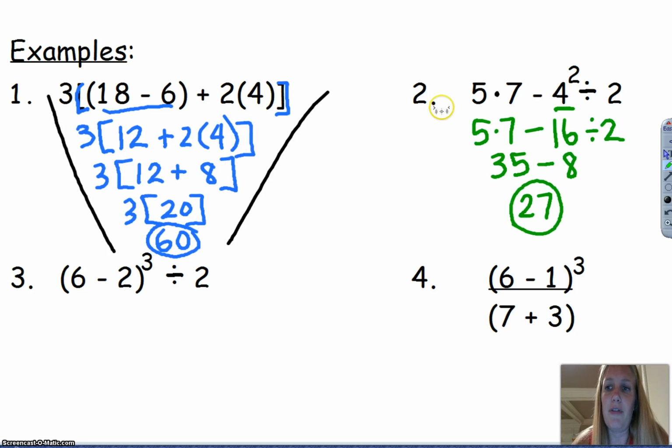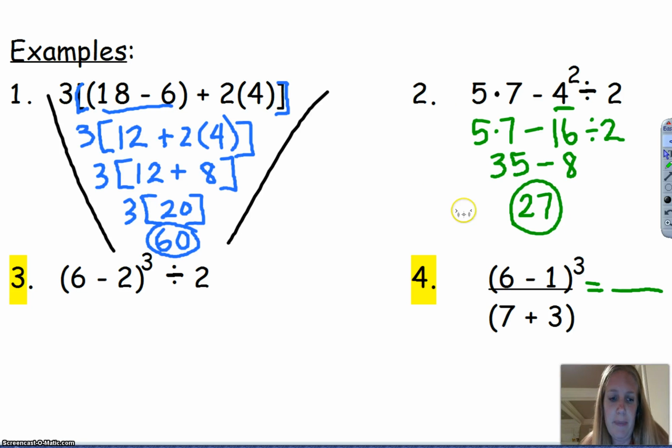Okay, so I'm going to leave for you to do number 3, try on your own. And number 4, I'm going to give you a hint. You're going to evaluate, this one is actually going to go across, it's not going to look like a triangle, but you're going to evaluate the top separately, and then you evaluate the bottom, and then you're going to see if you can simplify it at the end. And we'll go over this in class.